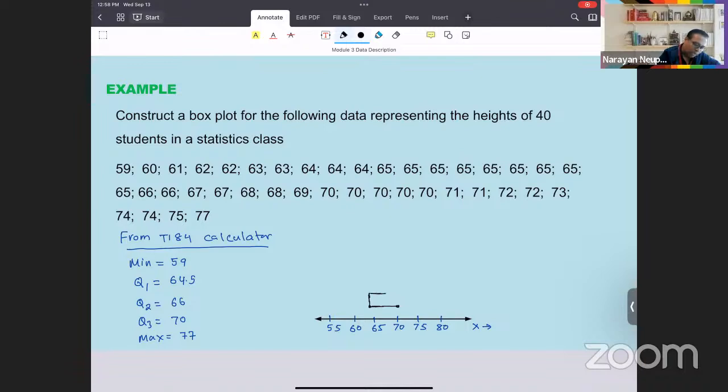How tall you want to make the box? I don't care. It is your box. So you make the box going from Q1, which is 64.5, up to 70. There is Q1, there is Q3.